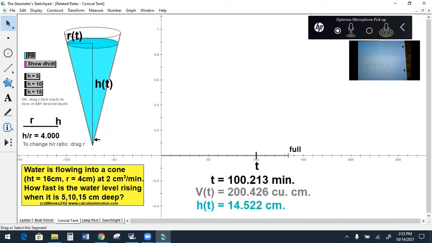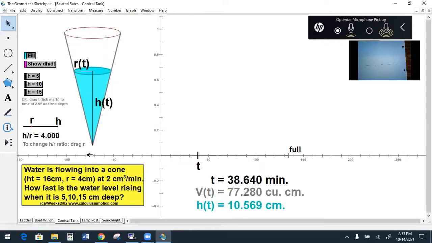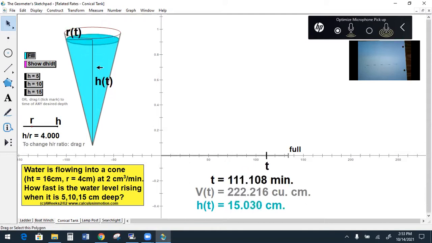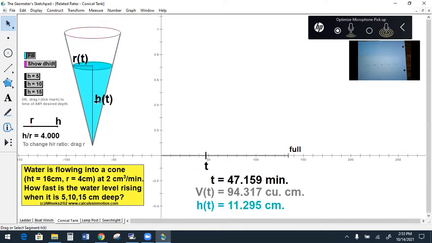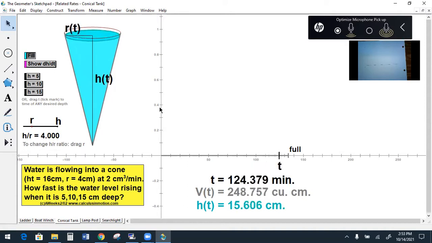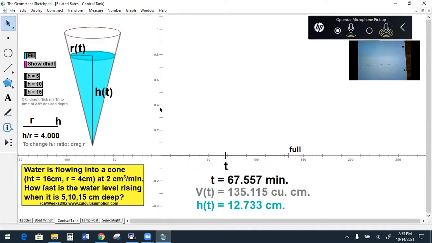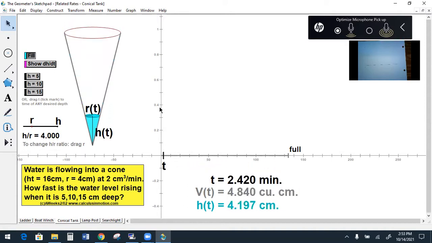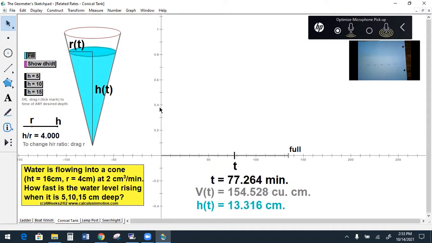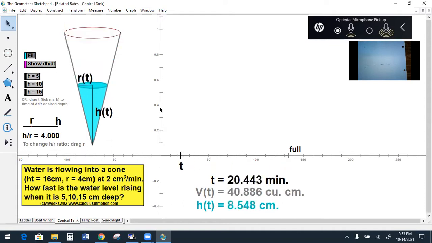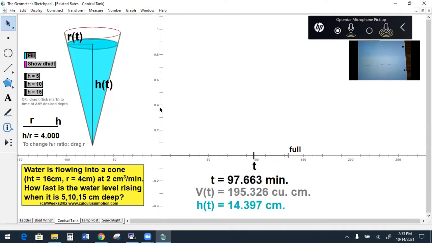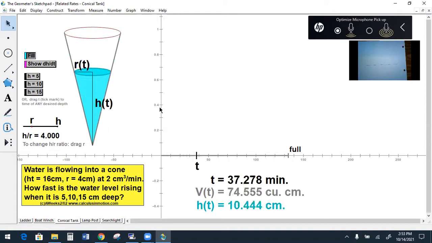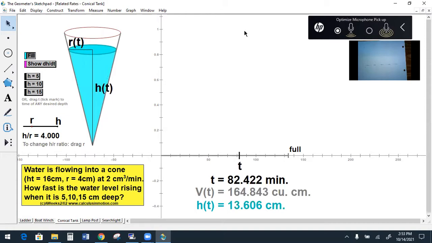And what I think is really cool about this, watch. It fills up really fast at the beginning and then the volume slows down. Do you see that? Why? Because there's less space. The radius is smaller at the bottom. So that's interesting. All right, I'm gonna stop sharing.